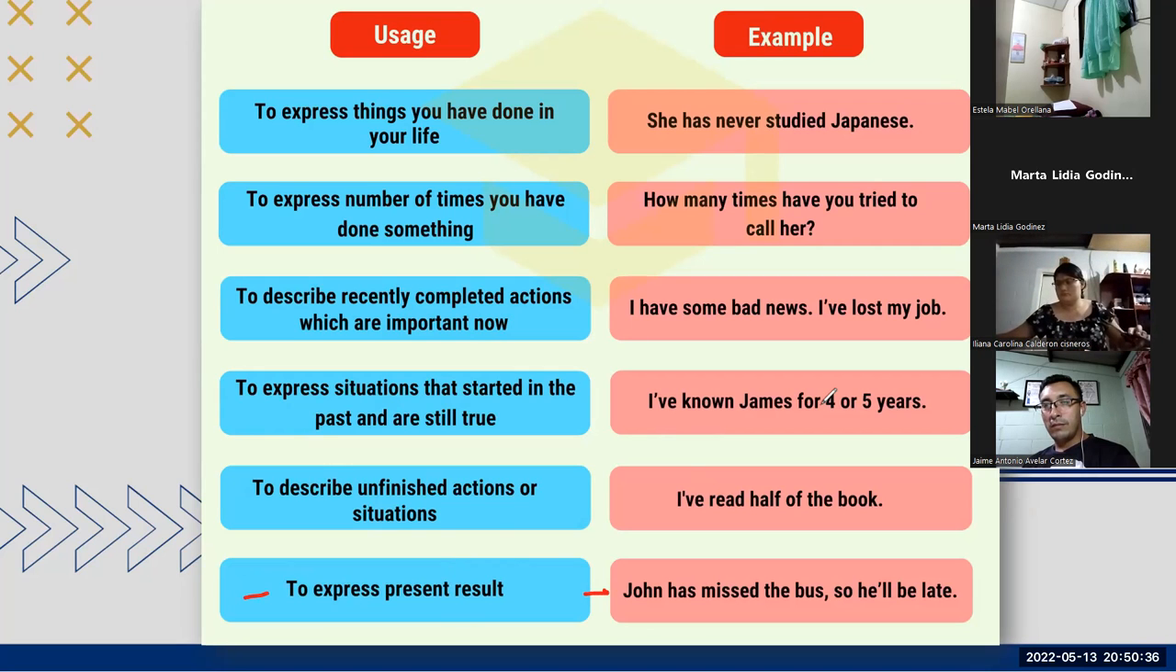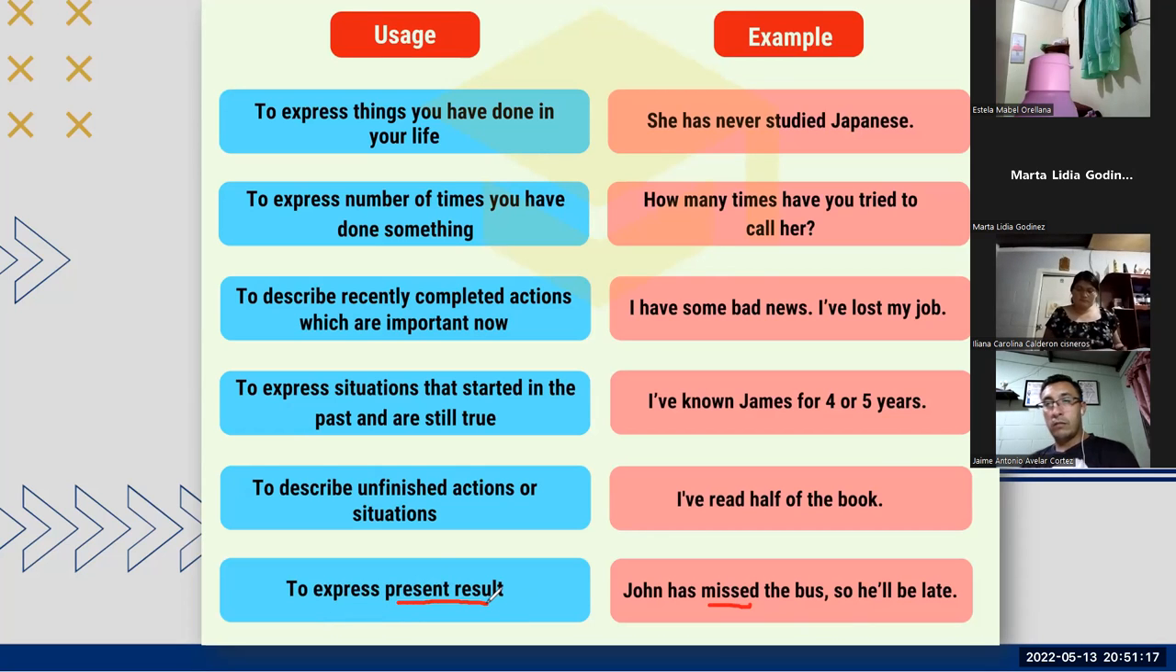Okay, to express present result. Result. Good. Marta? Joe has missed the bus, so he'll be late. Very good. John has missed the bus, so he'll be late. Missed the bus. So we express the present result.